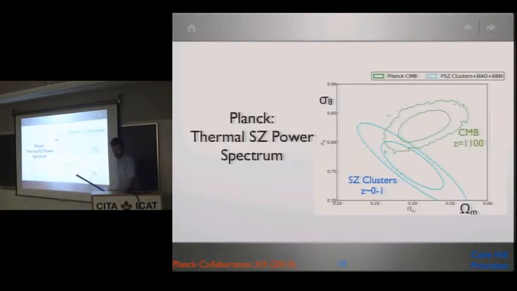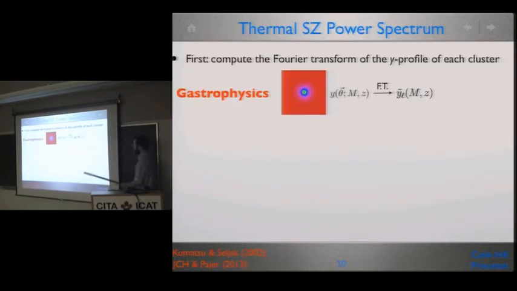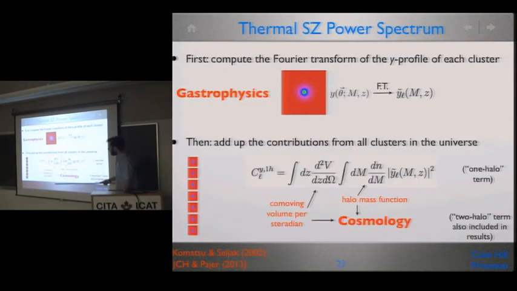All right, so let me talk first about the TSZ power spectrum. How do you compute this? We have some prescription for the ICM gas that tells us the pressure profile. We do the line of sight integral to get a Compton-y profile, Fourier transform it to go to multipole space, and then all you do is sum up the contributions from all the clusters in the universe. Just add them up. So this involves doing an integral over the halo mass function, which is the number density of halos as a function of mass and redshift, and then the volume element. And this is where all the cosmological dependence comes in.